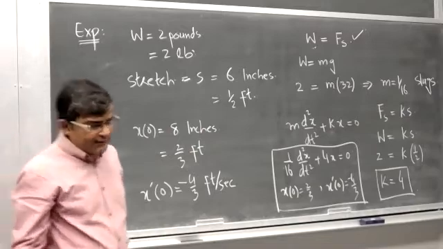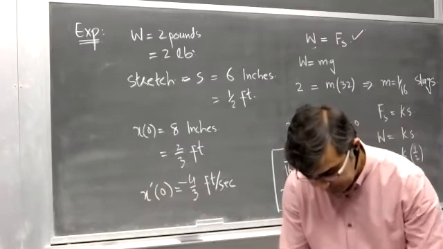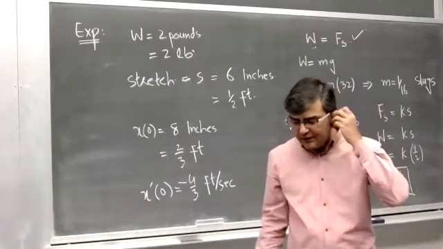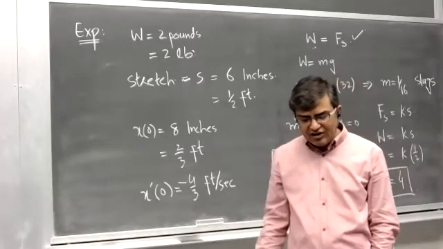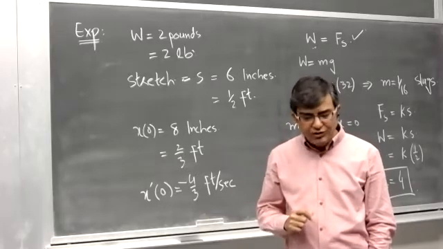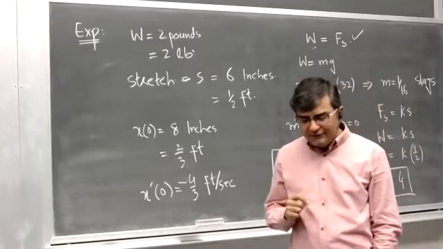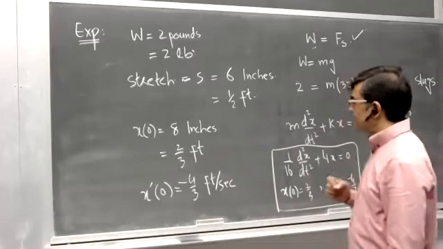So the question was, I'm going to repeat it. A mass weighing 2 pounds stretches a spring 6 inches. At time t is equal to 0, the mass is released from a point 8 inches below the equilibrium position with an upward velocity of 4/3 feet per second. Determine the equation of motion.